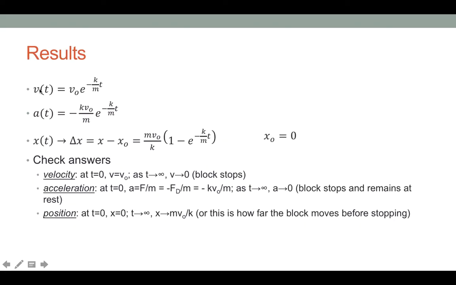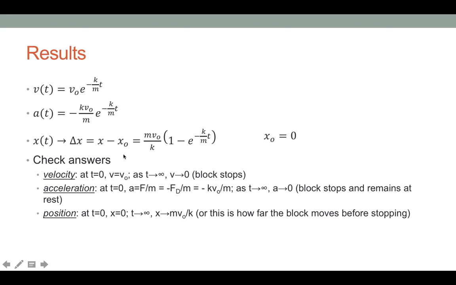So collecting them together, we now have our answers. V as a function of time is the initial velocity times this exponential. So notice it'll exponentially decay with time. The acceleration starts out with a negative value, and again, it exponentially decays with time. The position, we really calculated the displacement. The displacement is just x minus x0. I will take ourselves as simply starting at the origin, so x0 equals 0. So x is just this expression right here. This is now the position as a function of time. It is m times v0 over k times 1 minus e to the minus k over m times t.